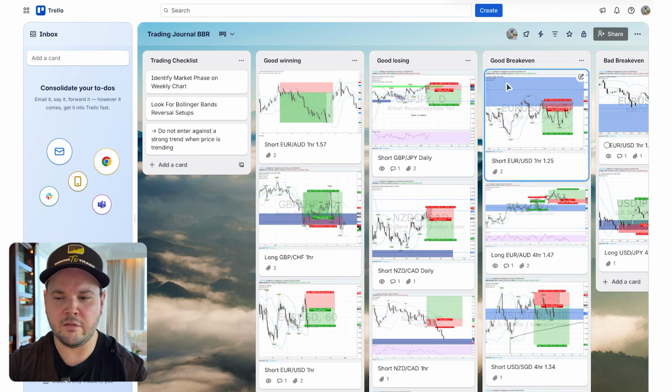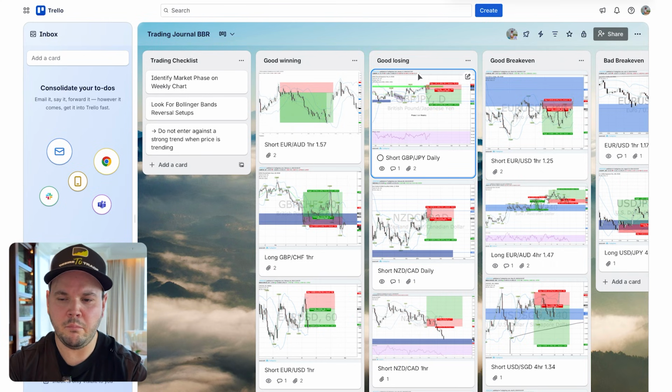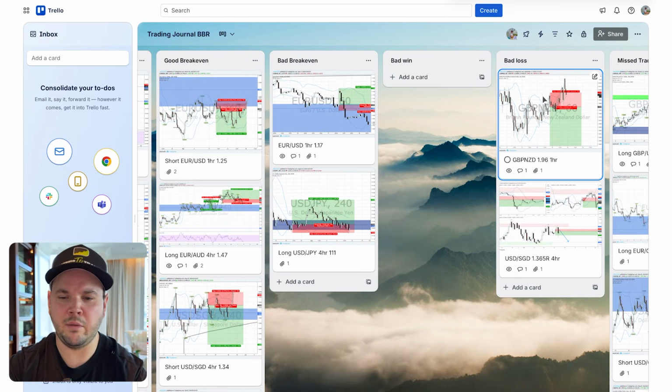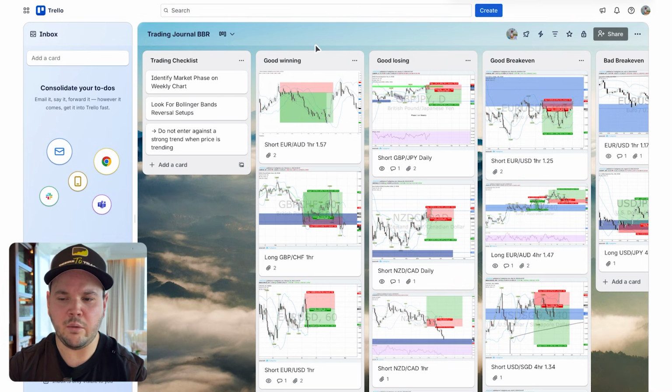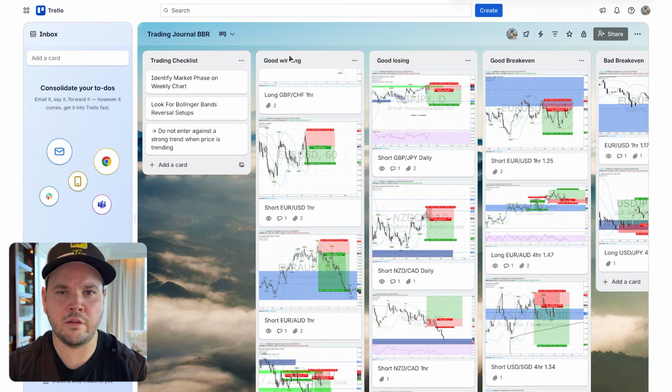Now, break-even, you don't really need that column. It's just for me because I had a lot of break-evens at that time. But good winning, good losing, bad losing, and bad winning, that's kind of all you need there. Now, what this does is that you are able to look at what trades follow your plan. So the good trades are the ones that follow your plan.